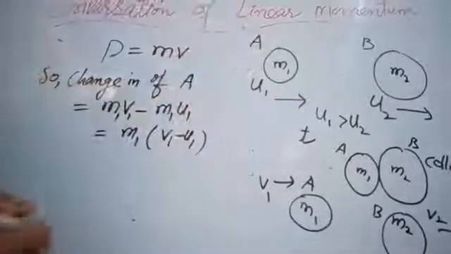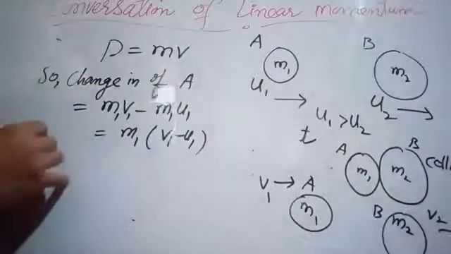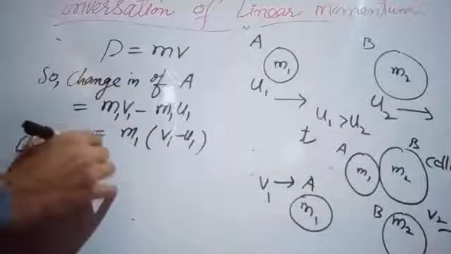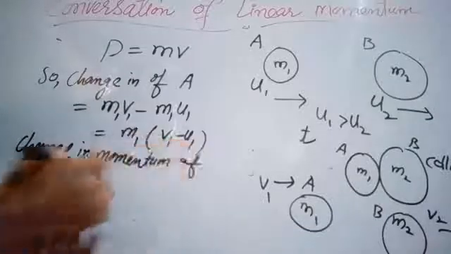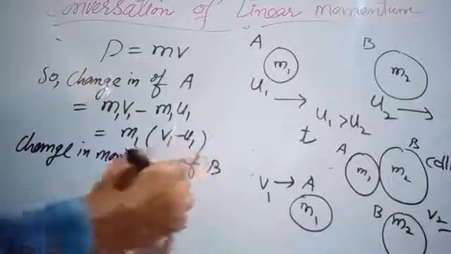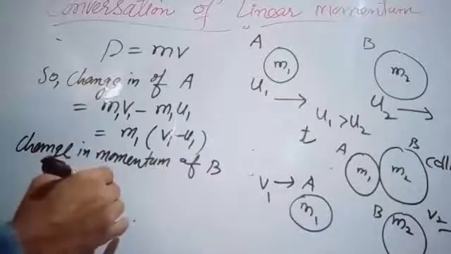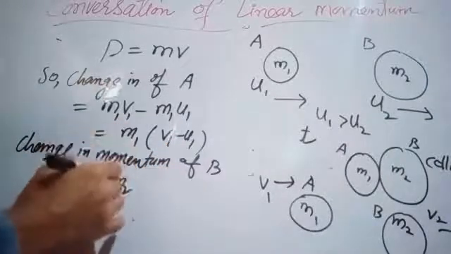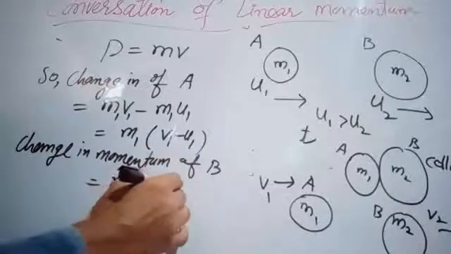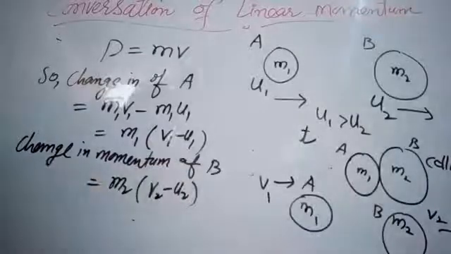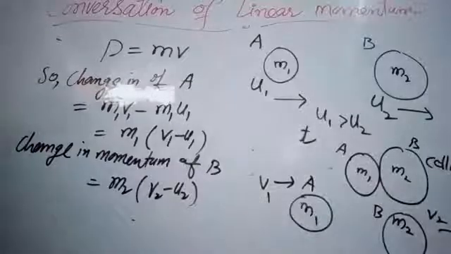And the change in momentum of object B, similar to here, is equal to m2 times (v2 minus u2). So this is the change in momentum of object B, m2 multiplied by v2 minus u2.